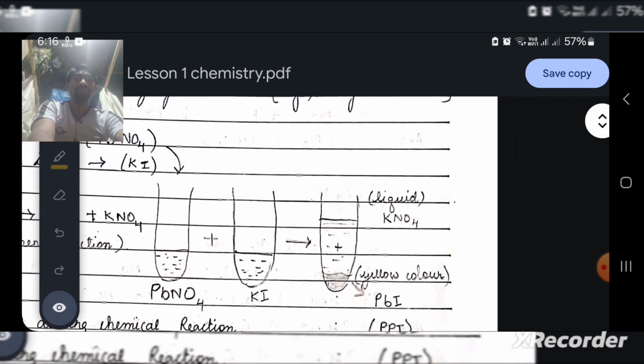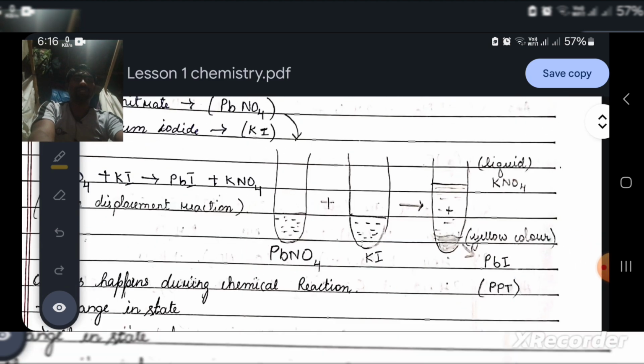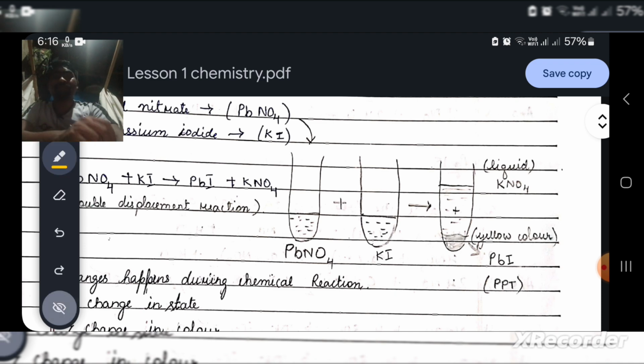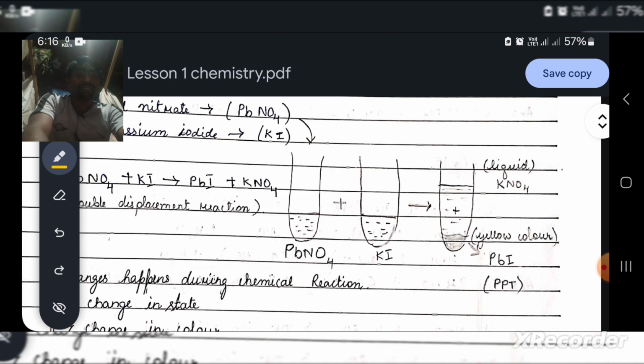The main reaction will go on in test tube 3. Now you can look that in test tube 3 there are two layers. I have written this yellow color at the bottom. There's a yellow color, that was PbI, lead iodide. What happened? This one, lead iodide, it became.